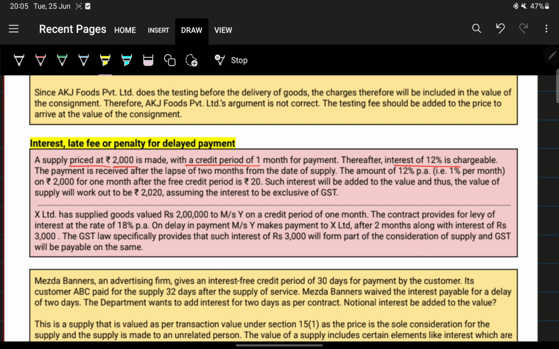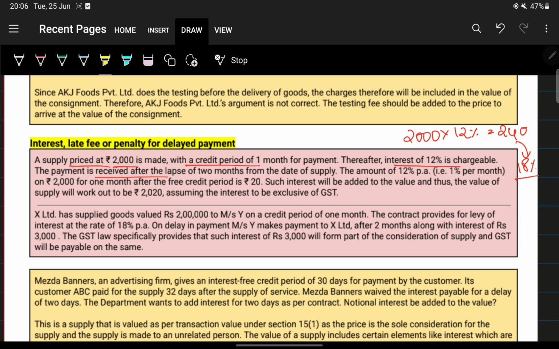What you have to remember is that 18% was not interest charged. There is a GST charged on the interest, so don't get yourself confused with that. So here 2000 into 12%, not 18%, here only 12%. This will come up to 240. And on this 240 you will charge 18% as GST. Just a reminder there.